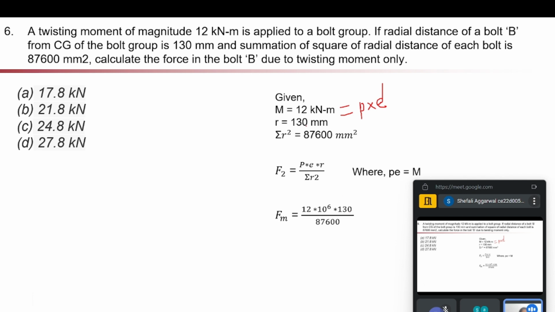And then R is given by 130 mm. Sigma R square is given by 87600. So our F2 value will be 17808 Newton. It is given in kilonewton. We'll convert it to 17.8 kilonewton. Right?